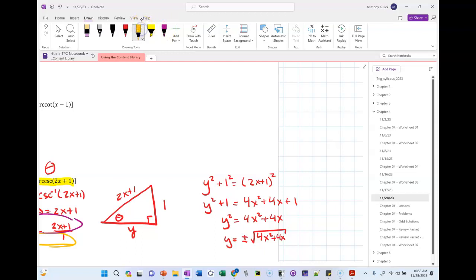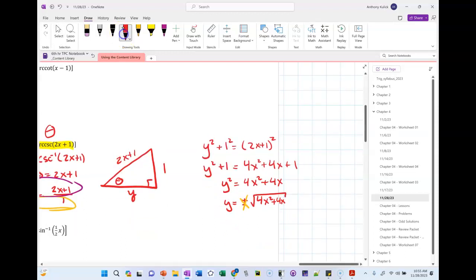But we can drop the plus or minus in this situation because what is y representing? Not an angle, right? It's a side length, right? Can side lengths be negative? No, Mr. Kulik, they cannot. Okay, very good then. So we can say that.